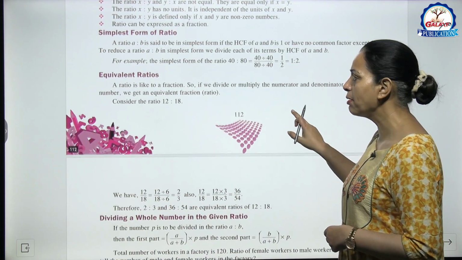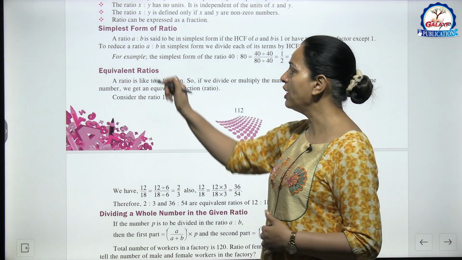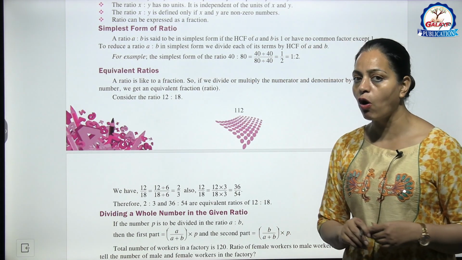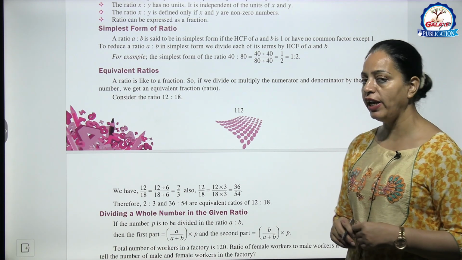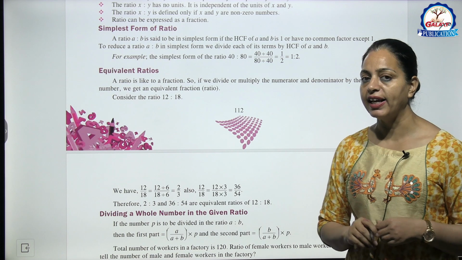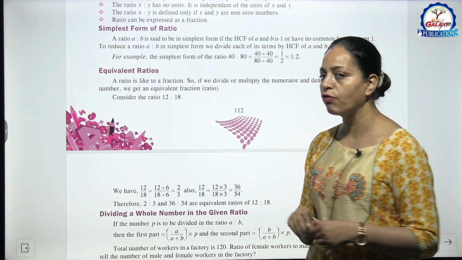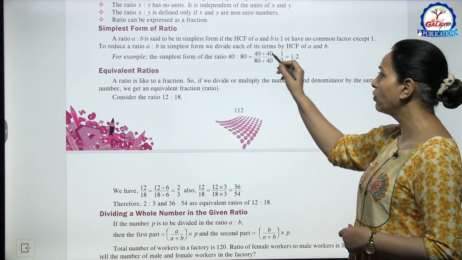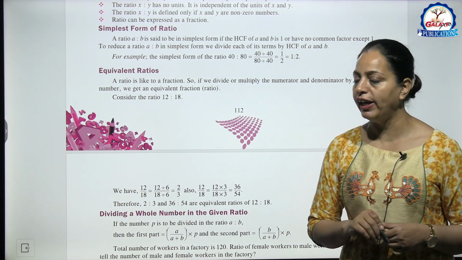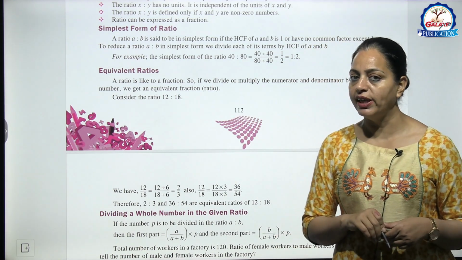Now the next, simplest form of ratio. A ratio A is to B is said to be in the simplest form if the HCF of A and B is 1, or they have no common factor except 1. To reduce a ratio A is to B to its simplest form, we divide each term by the HCF of A and B. For example, the simplest form of 40 is to 80.